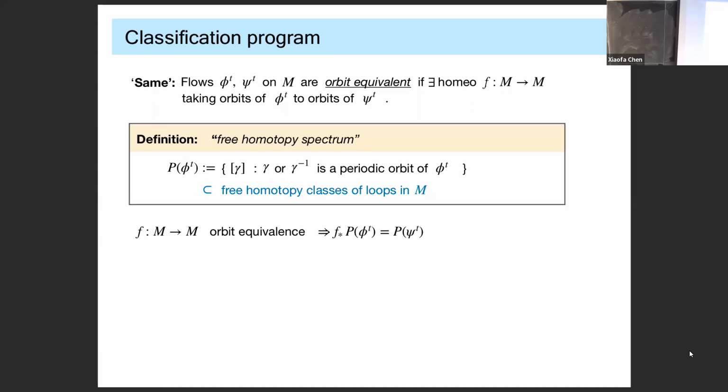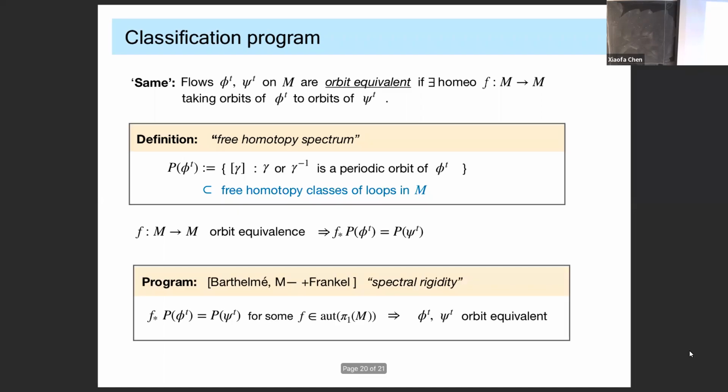And I can think of them as free homotopy classes of loops if I want to consider them algebraically. And I don't care about orientation, so I just record all of these free homotopy classes of loops that are represented by periodic orbits. And orbit equivalent flows have the same set of free homotopy classes. I mean, you push forward the set of homotopy classes, you get the other one out of the definition. The classification theorem program is to say that this is a complete invariant. And I write it as a program because the paper is not on the arXiv yet, but it should be soon.